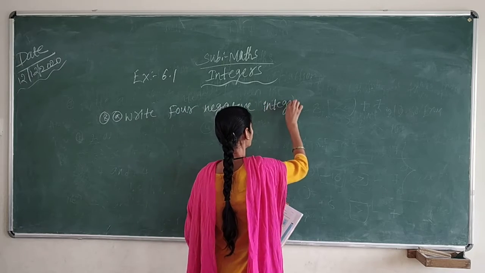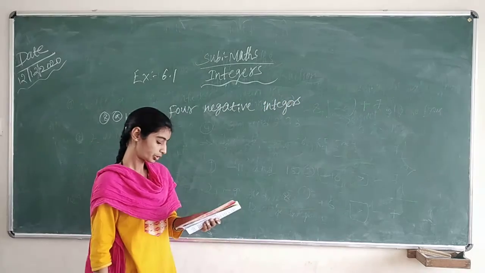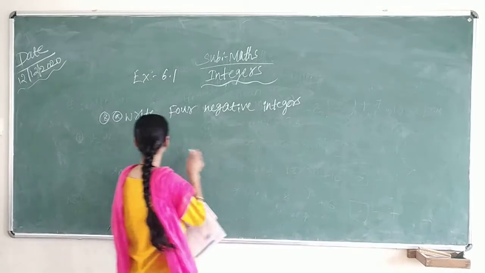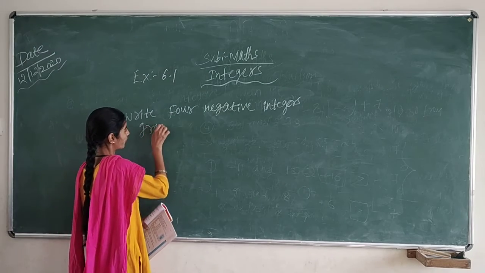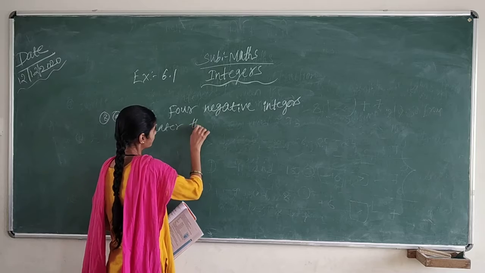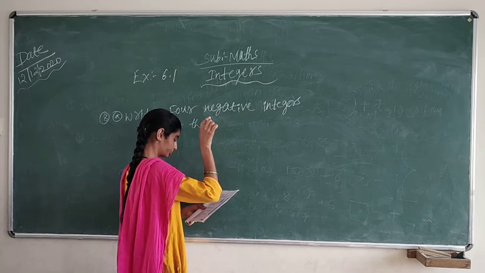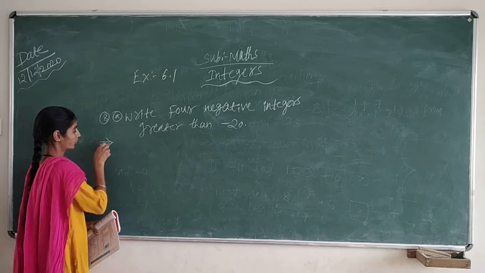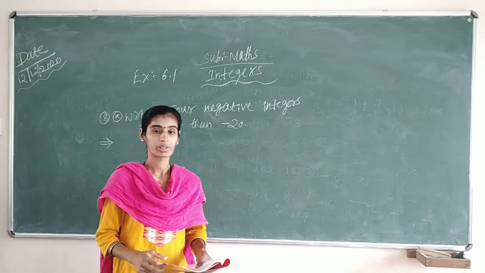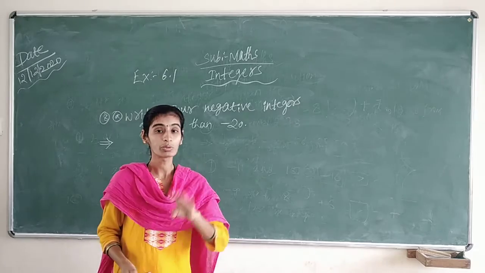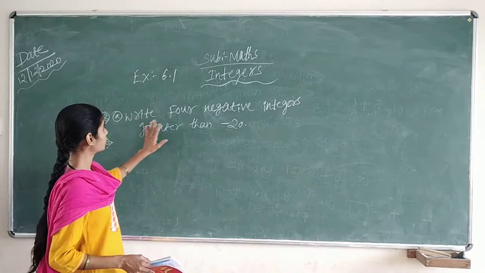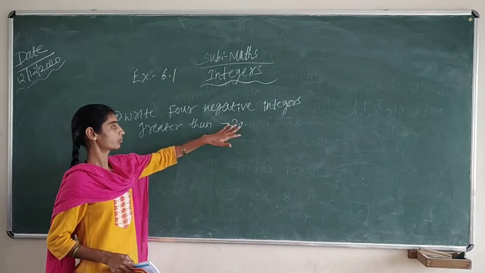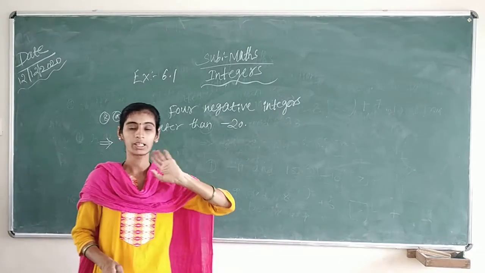Write 4 negative integers greater than minus 20. Now, read the question properly. What is the question? You need to write 4 negative integers that should be greater than minus 20.